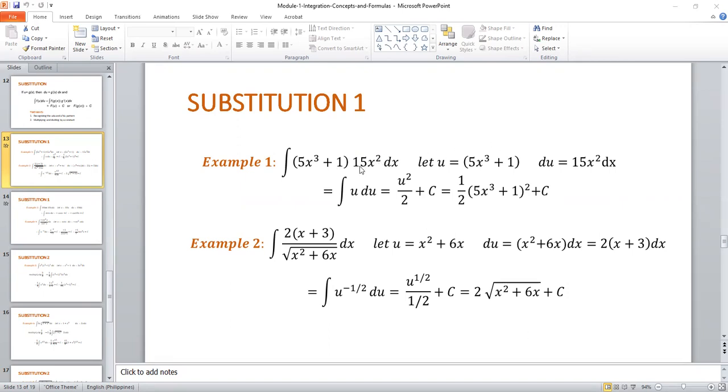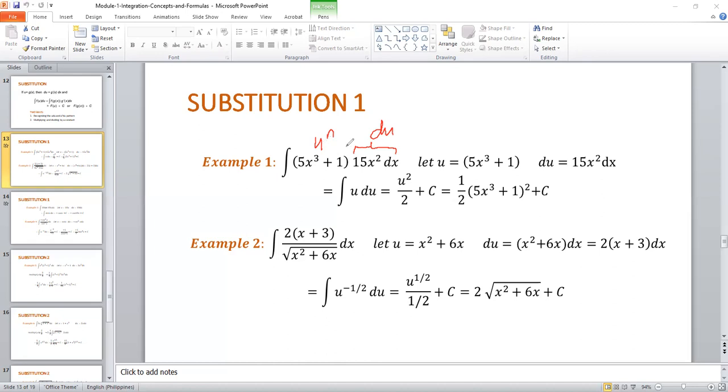So if you notice, the 15x squared is already in here. You could see that it's already in here. So what you can do, you simply apply power rule to this quantity 5x cubed plus 1. You can consider this one as u raised to n, and this entire thing here is your du. So this is the pattern where we are going to use substitution. So if this is your u and this is the derivative of your u, then you are allowed to use power rule to this.